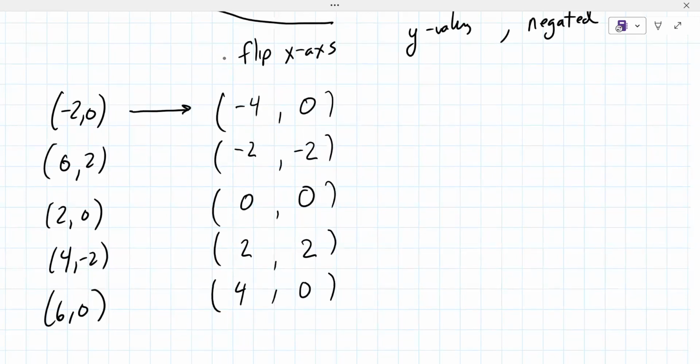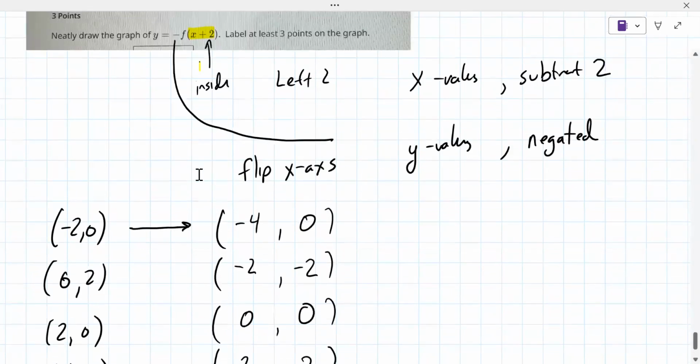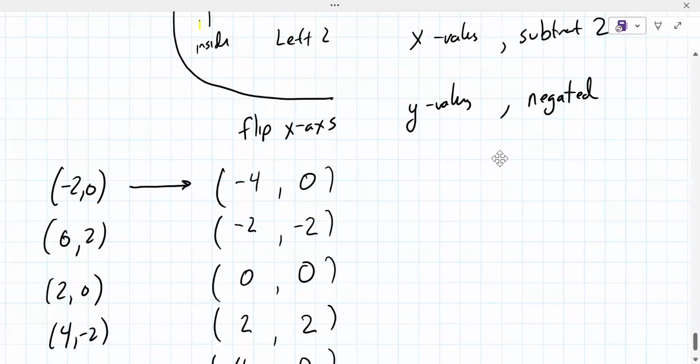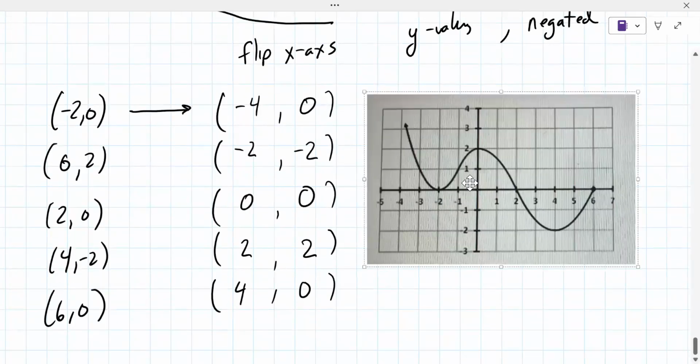Now, maybe when you're in class or you look at the problem again, they do it just with the graph. I think it's easier to do with the table. I feel like that is your best way to get the right answer. So we're going to graph, and I'll do that in red here. You're going to graph -4, 0, -2, 2, 0, 0, 2, 2, and then 4, 0.